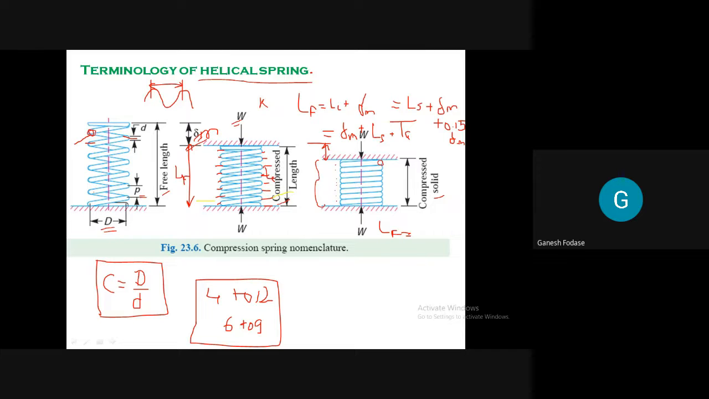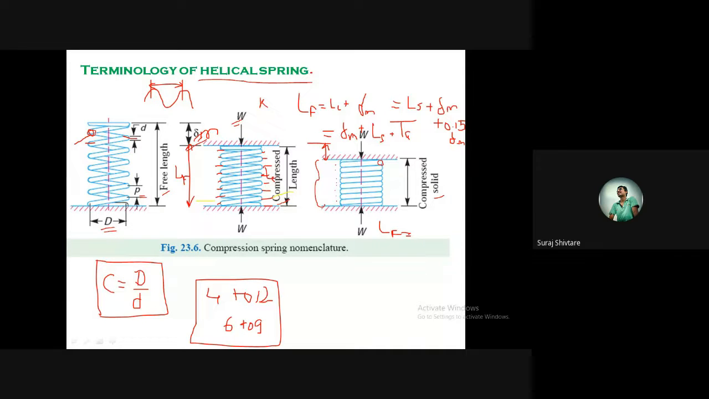So I told you pitch, coil diameter, wire diameter, spring index, free length, compressed length, solid length, maximum deflection, and the relationship between LF and LC. LF is equal to LC plus maximum deflection. Then LF is equal to LS plus axial gap plus maximum deflection. Likewise, I told you the different relationships between the helical spring positions like free length, compressed length, and solid length. I hope it is clear to all. The different terms of springs, the terminologies, are clear. Any doubt? Sir, one more question.